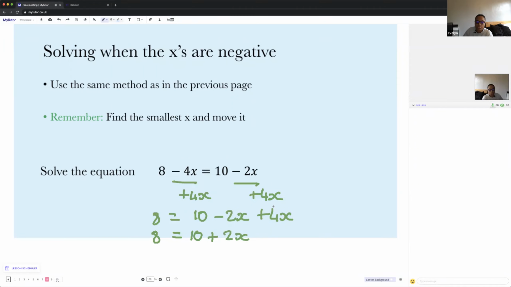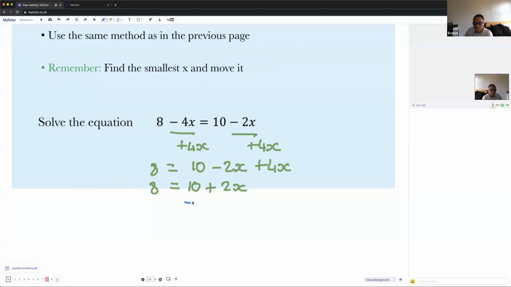So we can get rid of that 10. Since we're adding 10, we want to subtract 10 on both sides. So we've got 8 minus 10 equals 2x. 8 minus 10 is minus 2. So we've got minus 2 equals 2x.